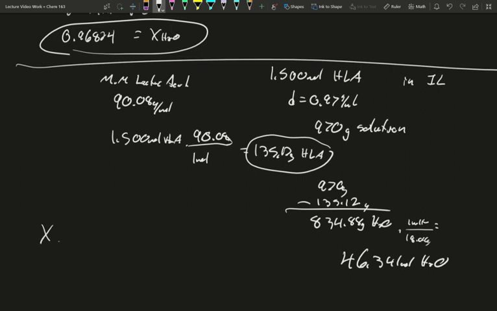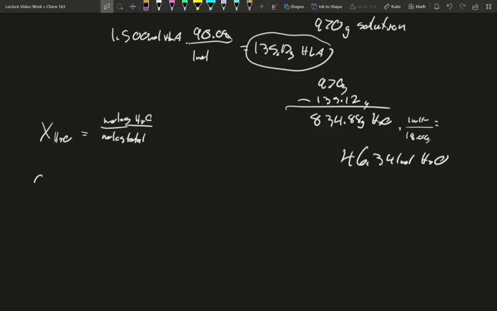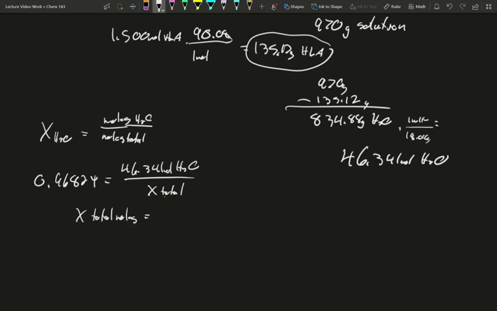Remember that the mole fraction of something is equal to the moles of that thing over moles total. So 0.96824 must equal 46.341 moles of water over X total. Our X total moles must therefore equal, when we rearrange and divide by 0.96824, 47.8611 mole of particles total.